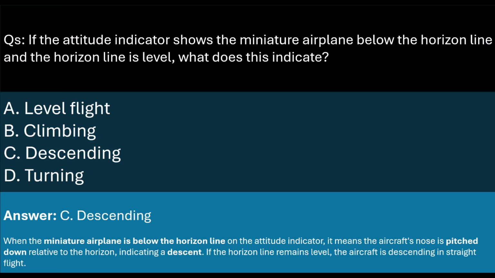When the miniature airplane is below the horizon line on the attitude indicator, it means the aircraft nose is pitched down relative to the horizon, indicating a descent. If the horizon line remains level, the aircraft is descending in a straight line.